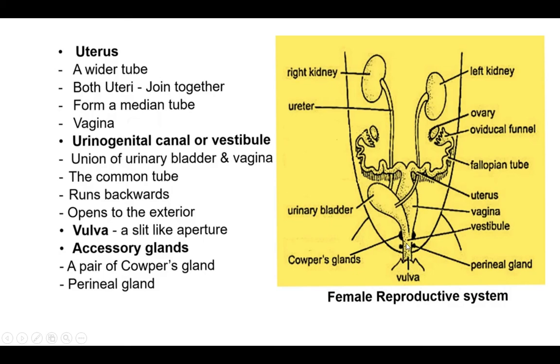And here also there are accessory glands. This one you see, a pair of Cowper's glands and perineal glands are present. Two kinds of glands are there. For the male we saw three kinds of glands. For the female, Cowper's gland and perineal glands are there to produce a few more secretions. That's all about the female reproductive system.